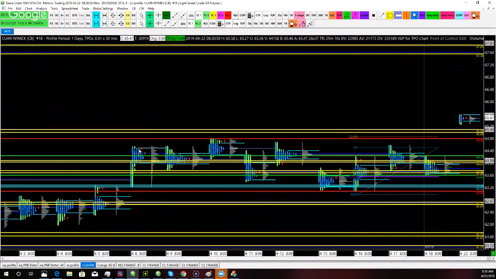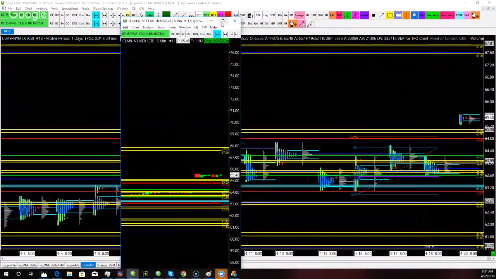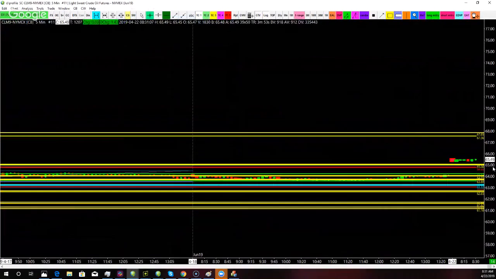So what CL has done, this is CL that we're looking at. What CL has done is gapped away. It opened up in Asia and basically ran. Here, I'll show you the 5-minute chart so that you can see it. Here is CL. That's what it looks like during our US session, which is basically gap.